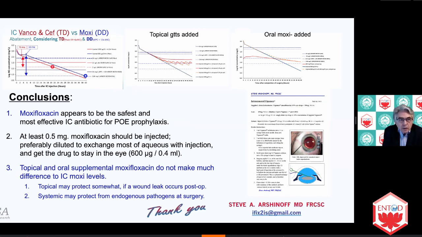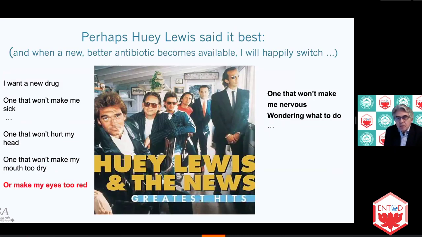At least 0.5 milligrams of moxifloxacin should be injected so you have enough to exchange the anterior chamber. And it's better if you use it diluted, because that way you know how much you have in the eye all the time. And topical and oral supplemental moxifloxacin don't make much difference in the usual cases. It might matter if you give topical, if the patient has a wound leak in the first 24 hours, and oral might be effective if the patient has endogenous pathogens. My final thing is to quote Huey Lewis, that if a new drug comes out, I'll gladly change. But for now, I think our safest drug is moxifloxacin.